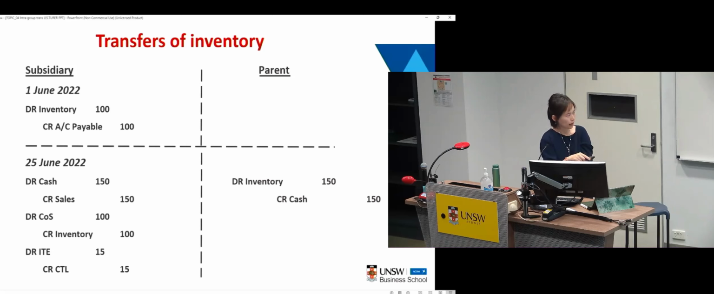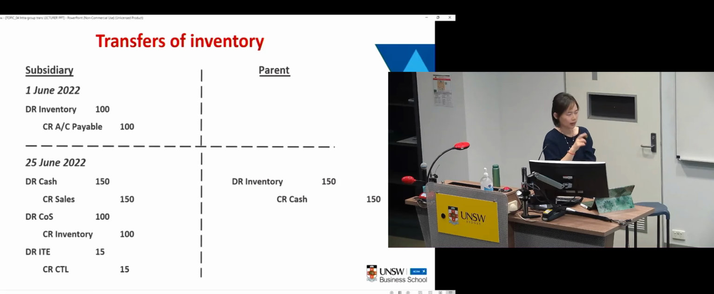I just show you that this profit is taxable to the subsidiary, right? From the subsidiary's perspective, the subsidiary will pay this 15 tax. However, from the group viewpoint, such tax expense does not exist, right? Because from the group viewpoint, this profit remains unrealized. Now then move on to look at the parent's record. Debit inventory, credit cash. That's very simple, straightforward.